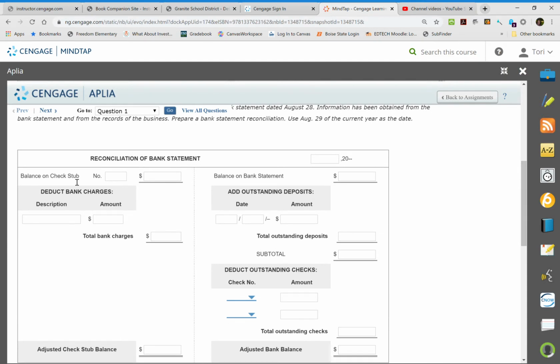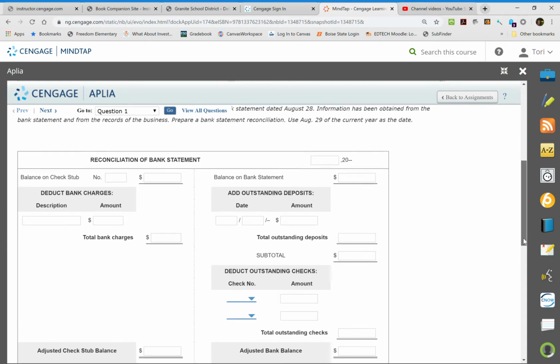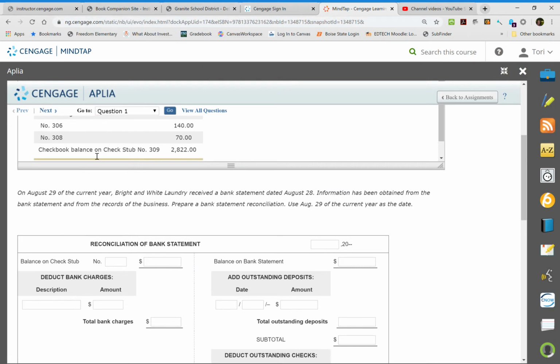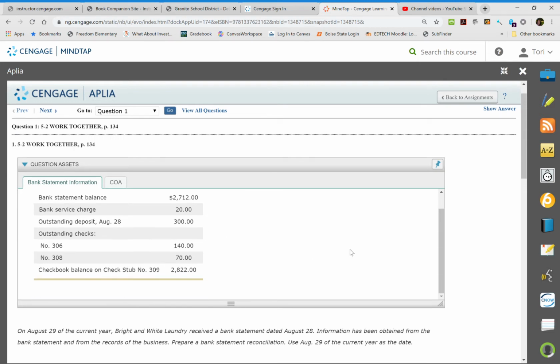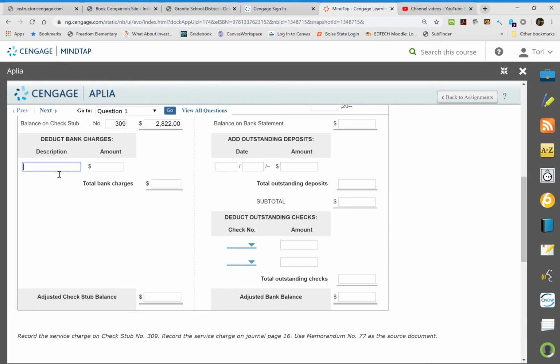So balance, we're going to first, let's do the left side. So we need to find out the balance on the check stub. So if you look up top here, we have a check stub number 309, and it is for $2,822. Then we need to see if we have any bank charges, and it actually tells us that we're going to subtract it. Well, we have a bank charge for $20 down below. So we're going to put in, we have a service charge for $20.